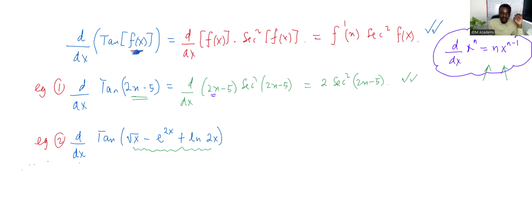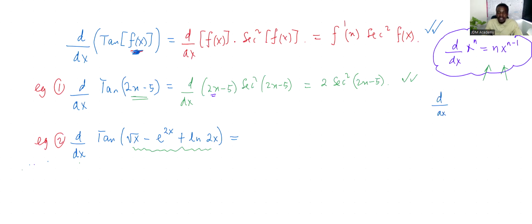So we have to ask ourselves very fundamental questions like, okay, what is the derivative of root x? What is the derivative of minus e to the power of 2x? What is the derivative of ln of 2x? And once we put those derivatives together, that will be the derivative of the whole function. So let's ask ourselves fundamental questions step by step. What is the derivative of root x?